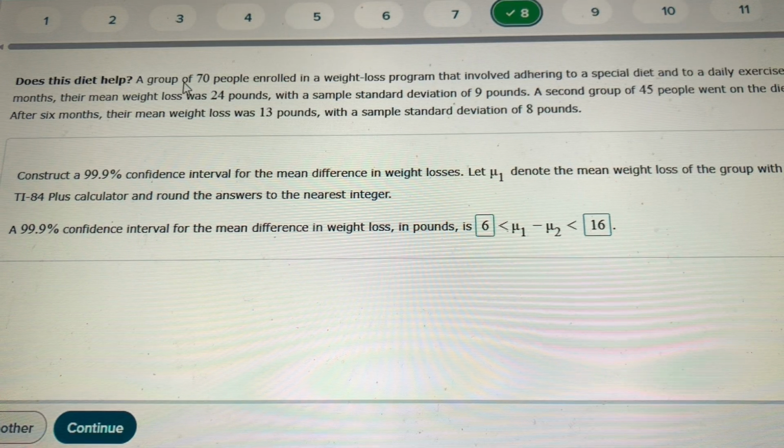So that means the group that got the exercise, they're losing on average between 6 and 16 more pounds than the other group. And that's all positive, so that means they're significantly above the other one. They're losing more weight by also exercising.